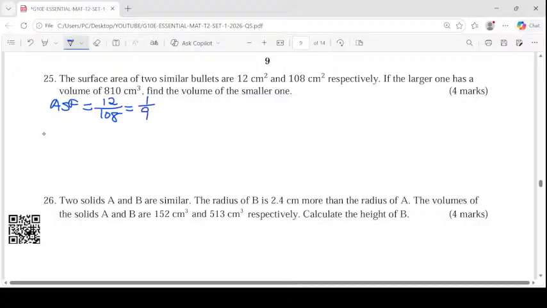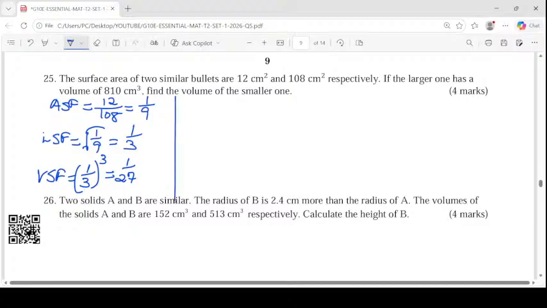Then we can get the linear scale factor by getting the square root of 1 over 9. So our linear scale factor becomes 1 over 3. With this linear scale factor, we can get the volume scale factor. The volume scale factor is the cube of the linear scale factor, which becomes 1 over 27.